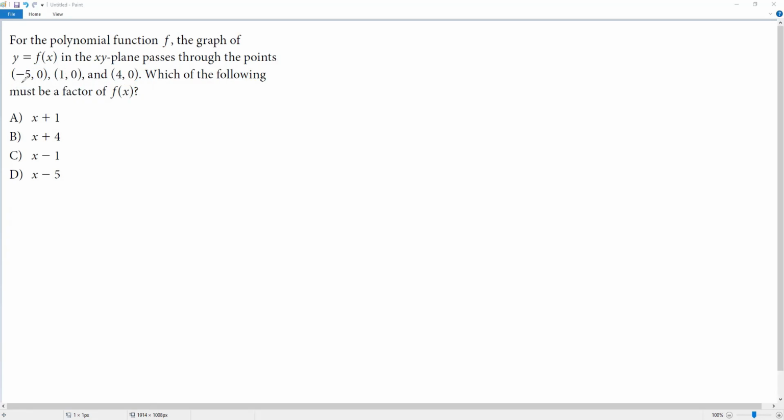Okay, let's consider the x-coordinate of the 3 x-intercepts over here. In the first x-intercept, the x-coordinate is negative 5, that is x equals negative 5. In the second one, we have x equals 1. In the third one, we have x equals 4. Now, in all these three equations, we have to make the right side 0.